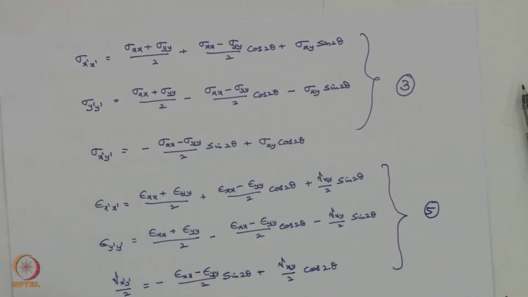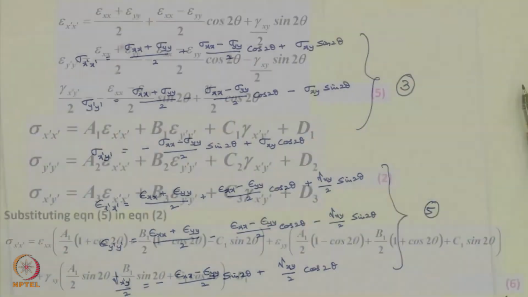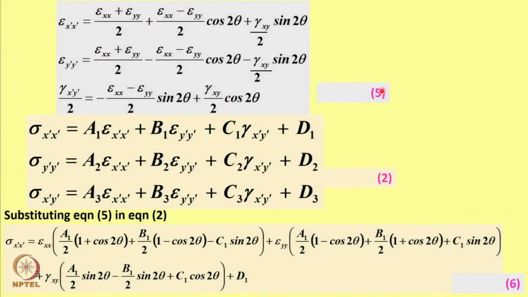What we are going to do now, back to slides, is substitute 5 in 2. In 2 we had sigma xx, epsilon yy prime, gamma xy, x prime, y prime. Now I have relations for epsilon x prime, epsilon y prime, gamma x prime y prime by 2. So I would substitute for epsilon x prime here, epsilon y prime here, gamma x prime y prime, the whole of this here.